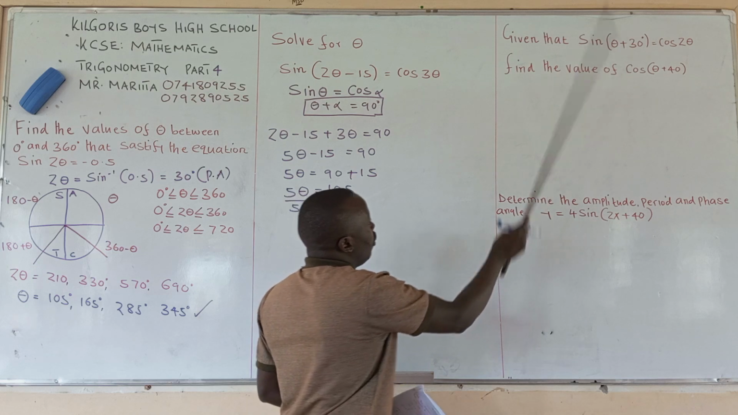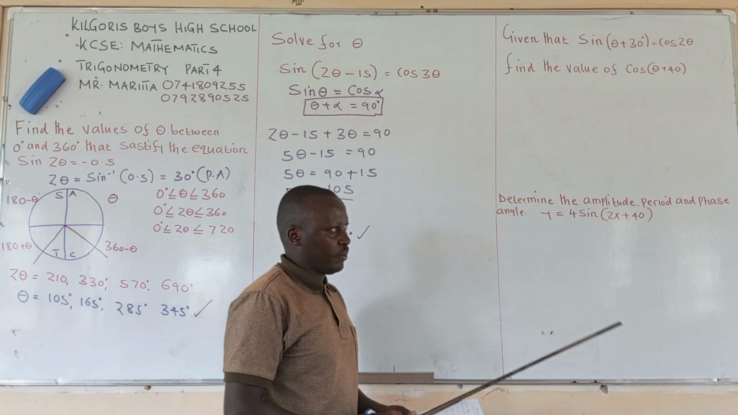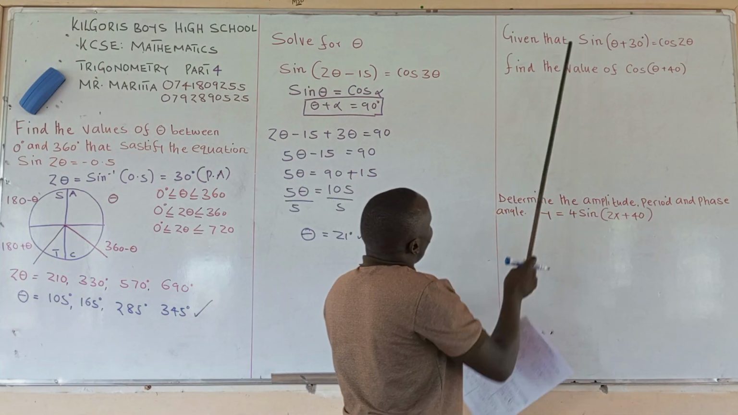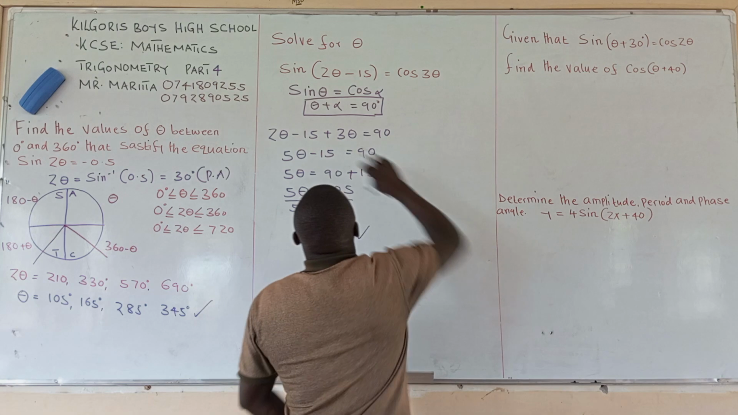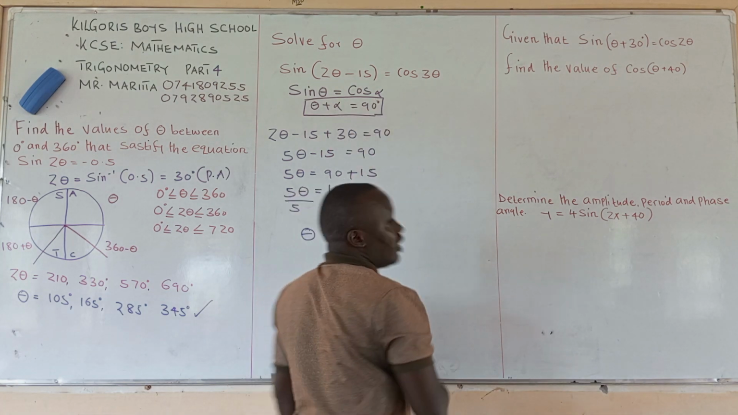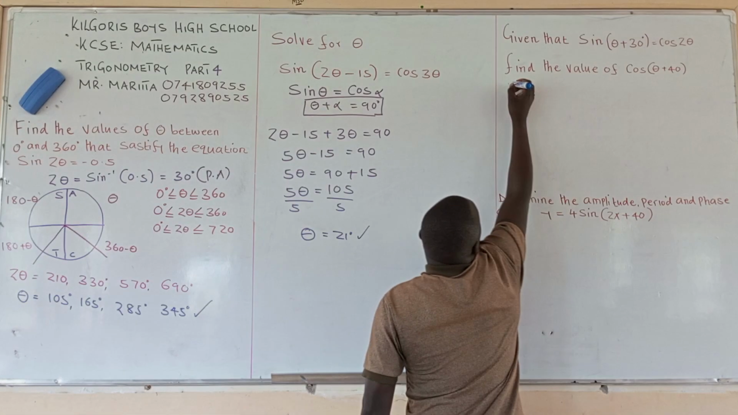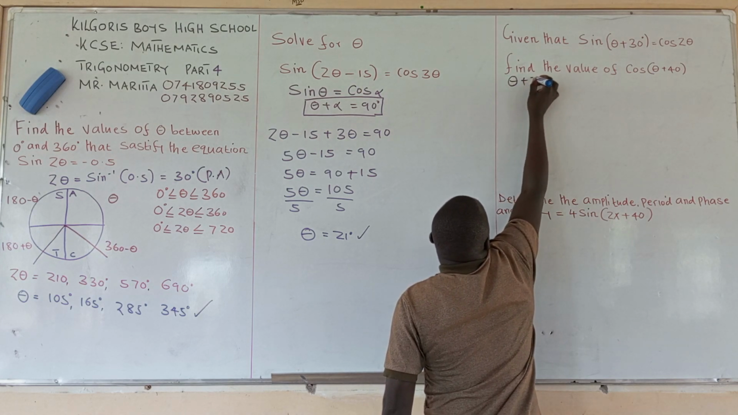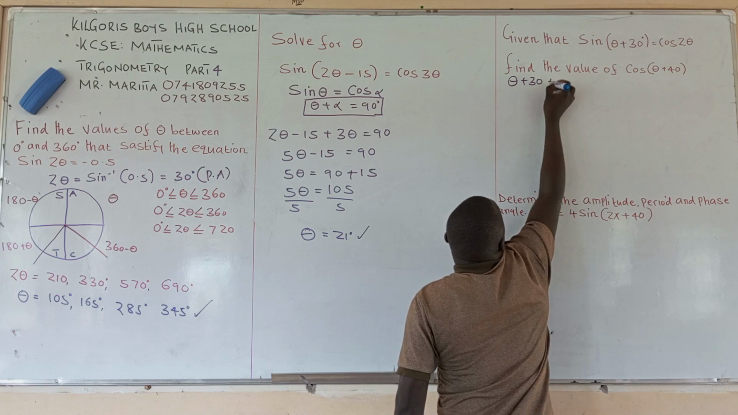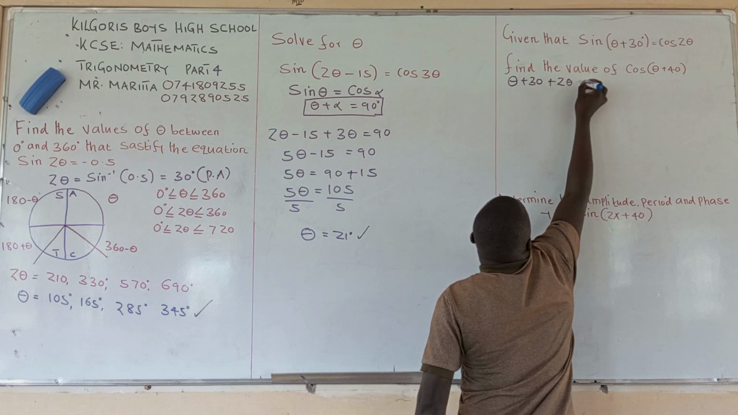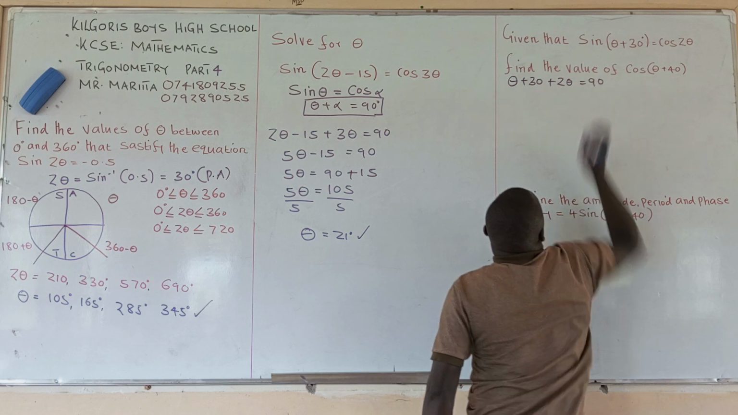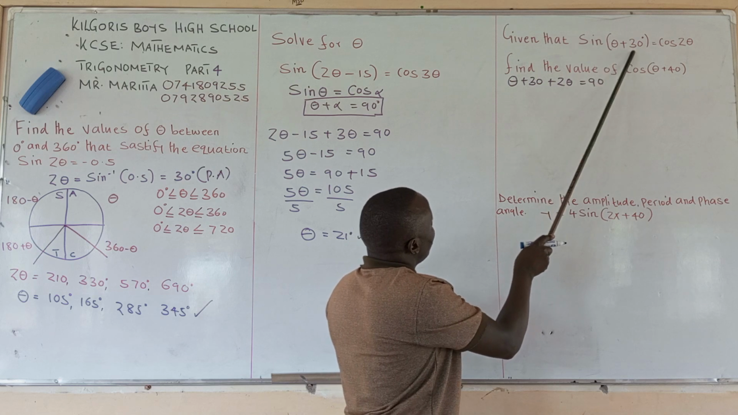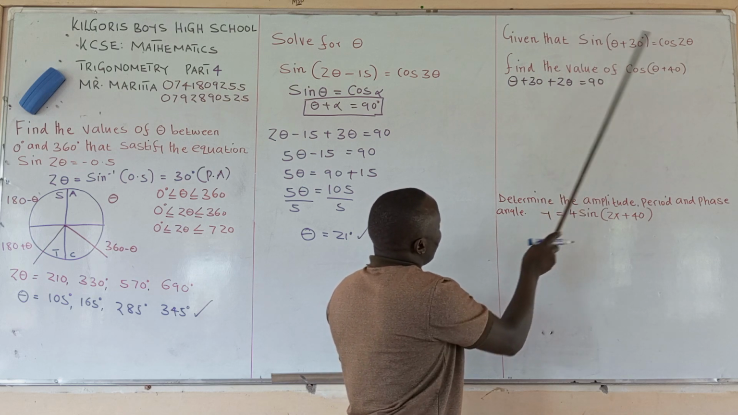find the value of cos theta plus 40. So it is the same thing that we have done here. Where there is the sine and the cos, it means that theta plus alpha is equivalent to 90. So our theta, in this case plus 30 degrees, plus 2 theta, this one here, is equivalent to 90. So we take theta plus 30 plus 2 theta, because this is the sine and this is the cos.